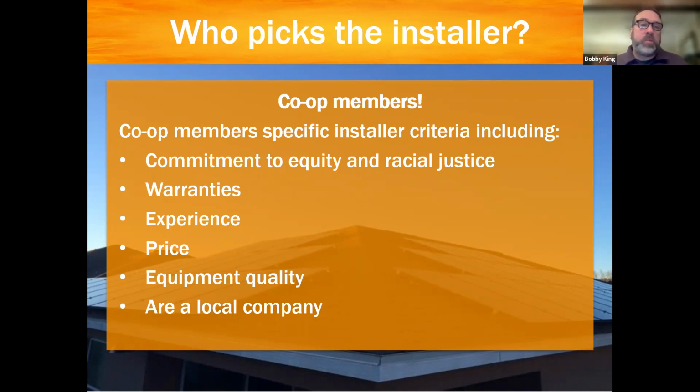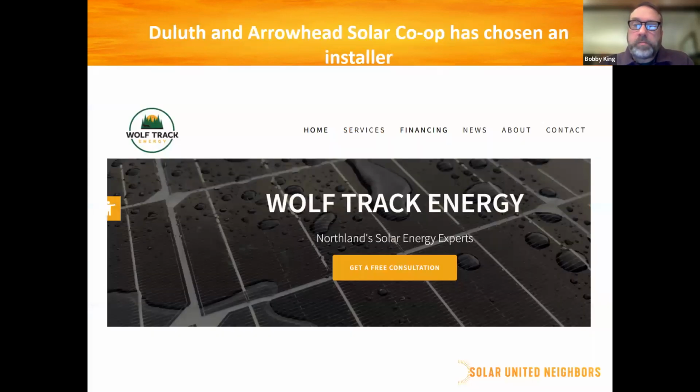So this co-op is the larger Twin Cities area, kind of the 7-county metro area. And the Duluth and Arrowhead co-op is basically a little bit south of Duluth and going up the North Shore. For the Duluth and Arrowhead Solar Co-op, the installer has been chosen, Wolf Track Energy, and they're calling and meeting with co-op members now and creating proposals for them.